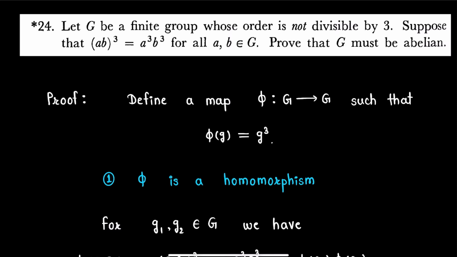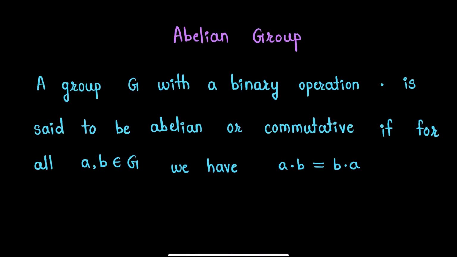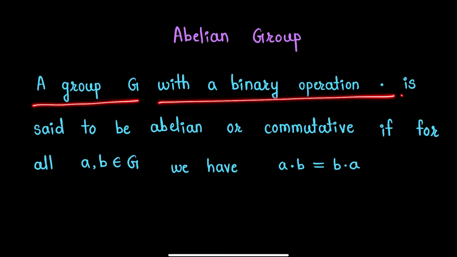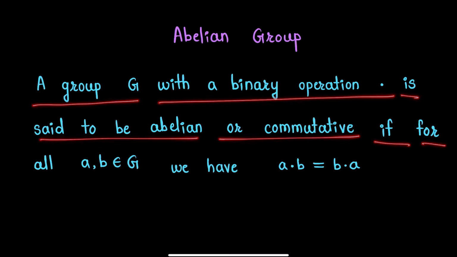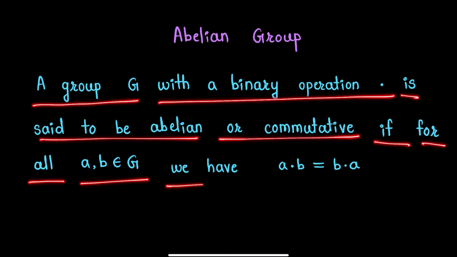Before starting our proof, we will recall the definition of an abelian group. A group G with a binary operation dot is said to be abelian or commutative if for all elements a, b in group G we have a·b is the same as b·a.